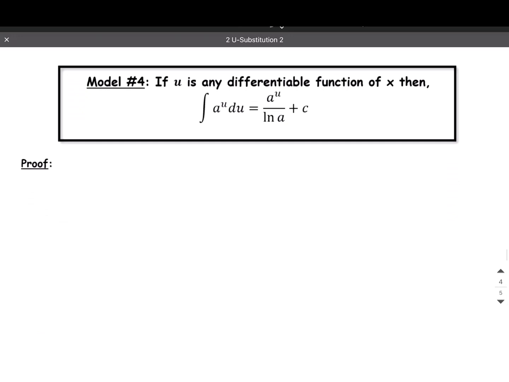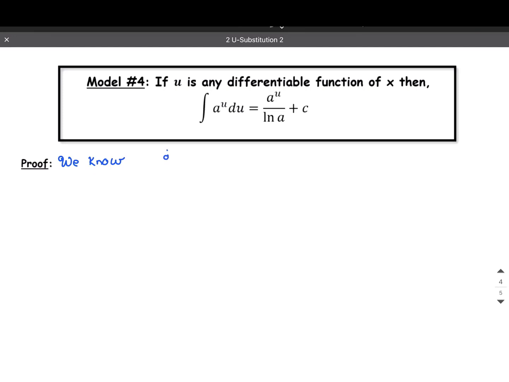Okay, now you didn't like these as derivatives, so we're going to go through this again for antiderivatives. If u is any differentiable function of x, then the integral of a to the u du, so that's something like 2 to the x, 3 to the 5x squared plus 2x minus 1 dx, okay? Those are things that we're talking about. Well, this integral of a to the u du is a to the u divided by the natural log of the base a plus c. So we're going to prove this first because it might help us remember the derivative rules.